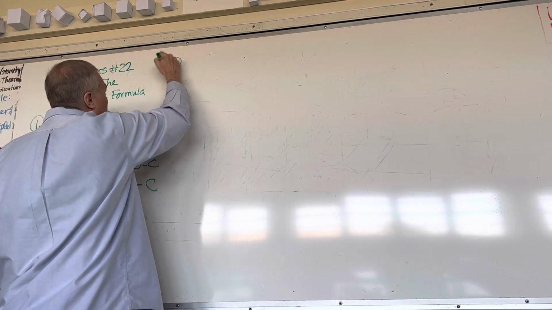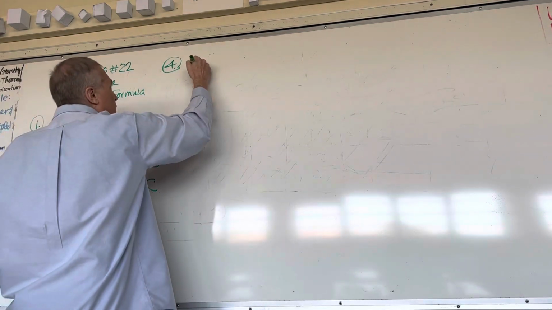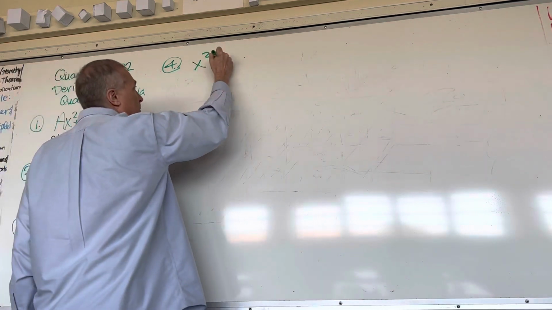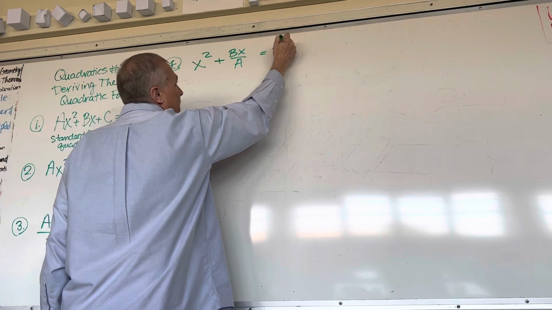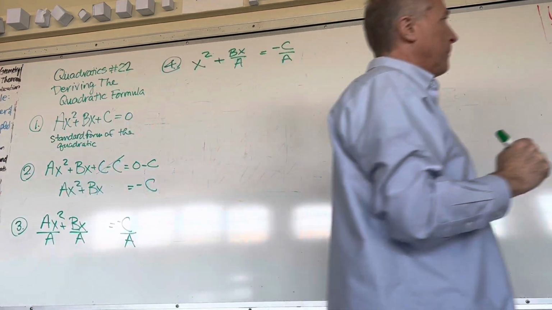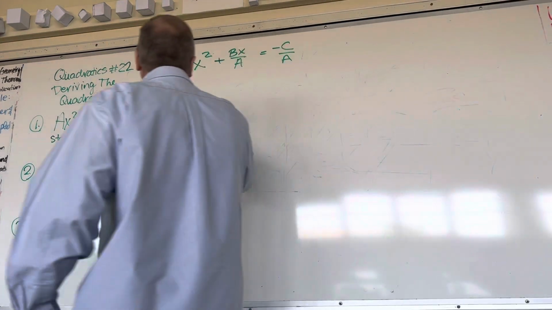Let's do number 4. So if you have a divided by a, that goes to 1. Fair enough? So this becomes x squared, first term. We still have the bx over a as another term. And we still have the negative c over a on the right side of the equation. All right, that's step 4 in my notes. So we simplify.